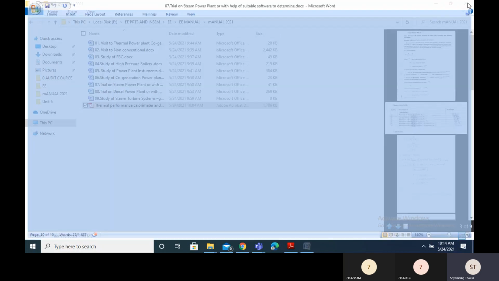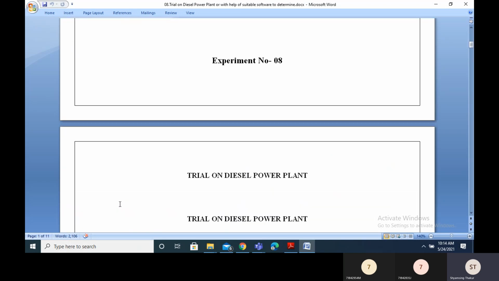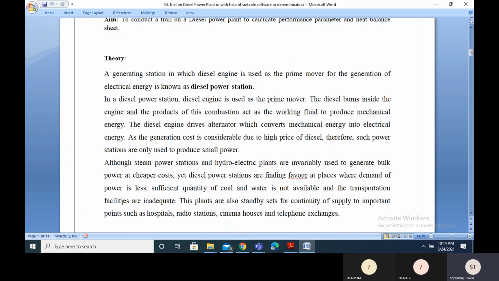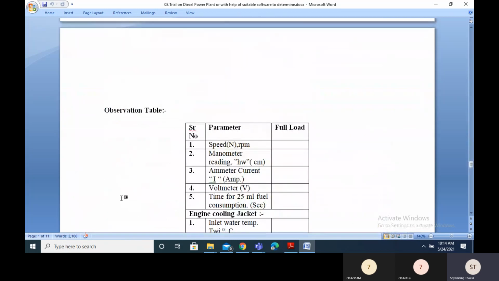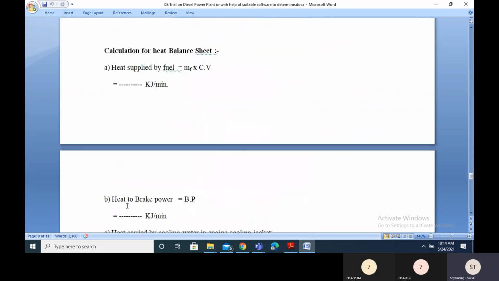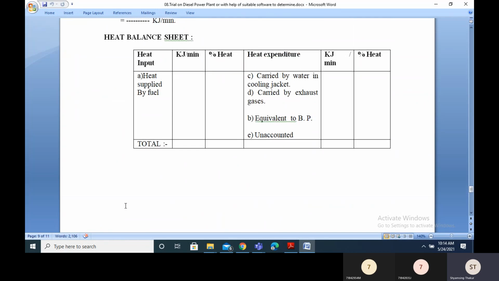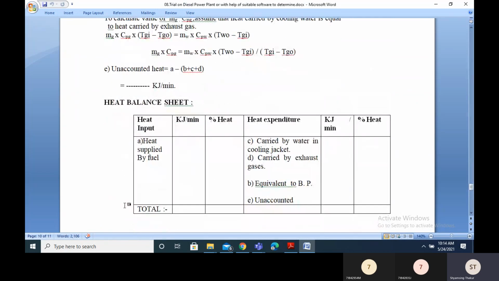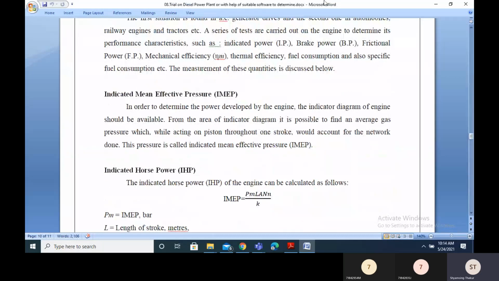Now, in experiment number 8, you have to perform a diesel power plant trial. This is already covered in applied thermodynamics. You just need to take those things from there, write them over here and submit. I am not expecting you to write all the things. I want the readings, calculations, and graphs portion. Other parts you can upload as they are with the help of a Word file. No worries. So this is the submission for experiment number 8.